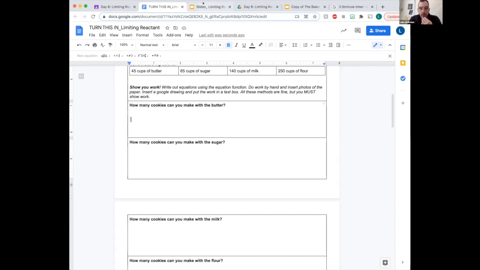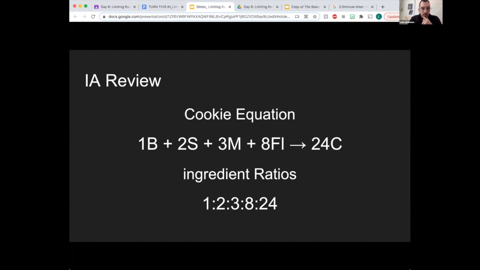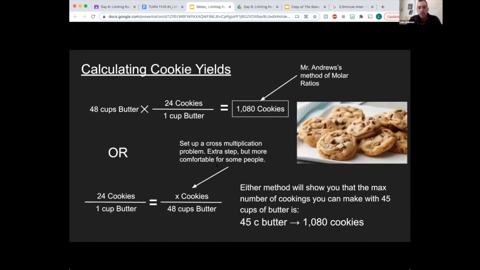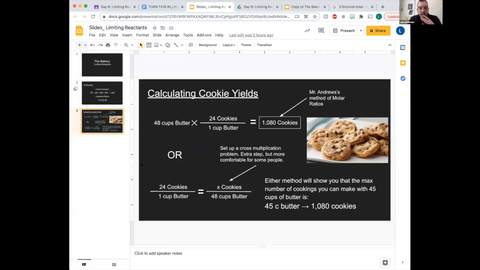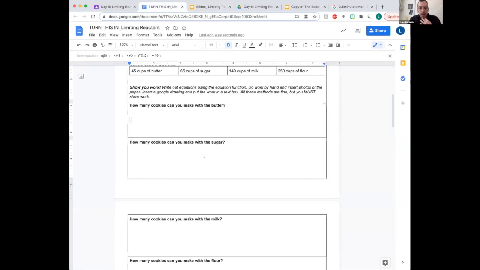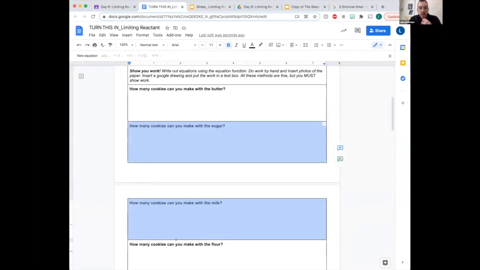Okay, so in the slides, here's your IA review. I also put in this example that I just did. If we have 45 cups of butter, we multiply it by our ratio, we end up with 1,080, or we can set up a cross multiplication problem and solve for cookies. Either way works, okay? So what I need you guys to do is go to your worksheet over here and solve the remaining 3.